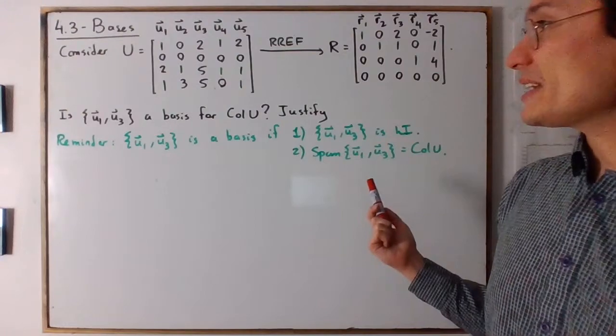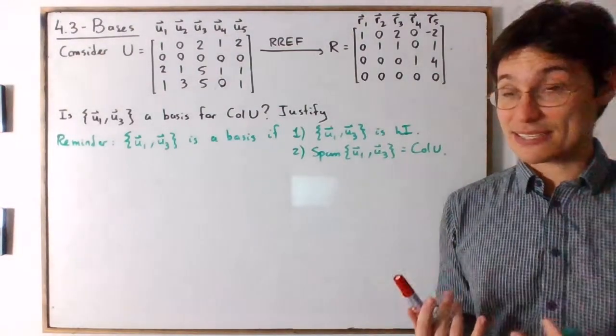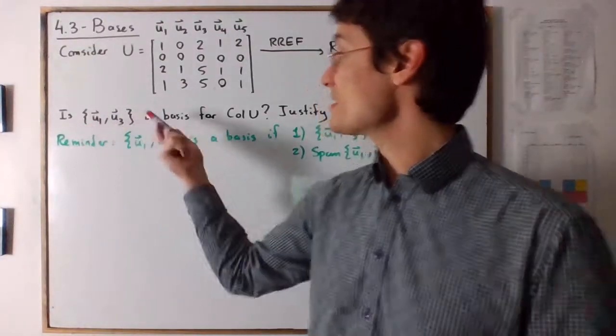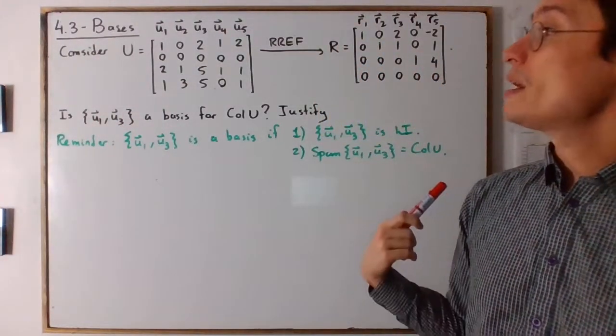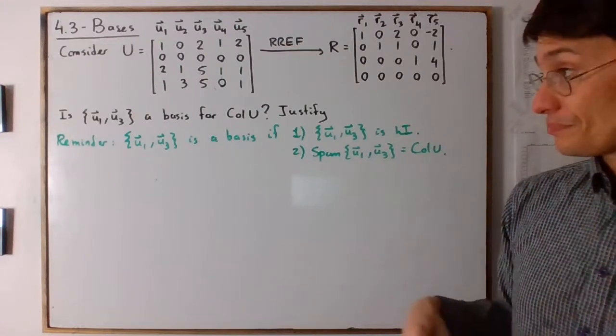And the question is, what if I remove one of these vectors? Will I still get a basis? Okay, so this is the purpose of this question right here. Is U1, U3 a basis for Col U?